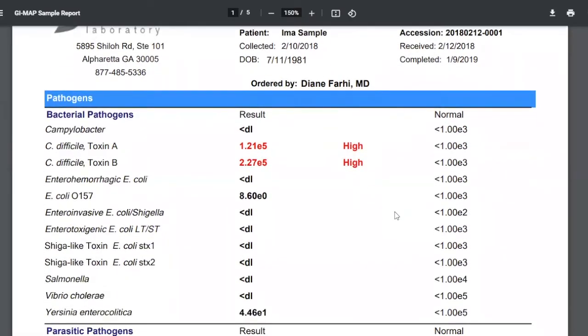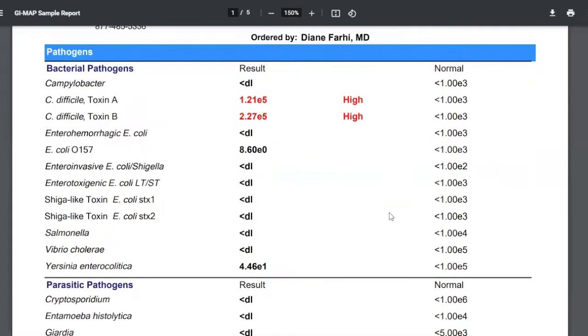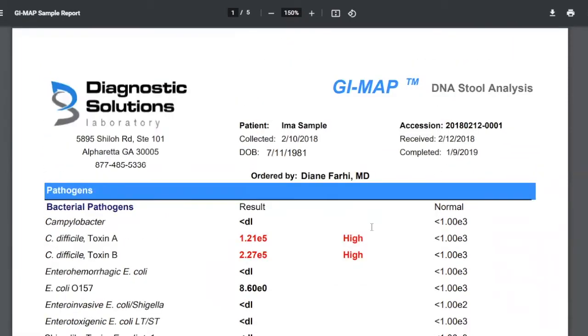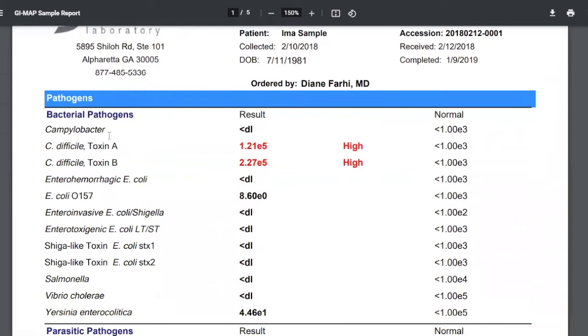So the first page is ruling out different pathogenic bacteria that normally doesn't reside in the GI tract. So this is a sample report, and it's showing pathogenic bacteria here. So for example, this shows a C. diff example. If it's elevated, this alarm system will go off and show that there's the presence of C. diff, toxin A, toxin B.